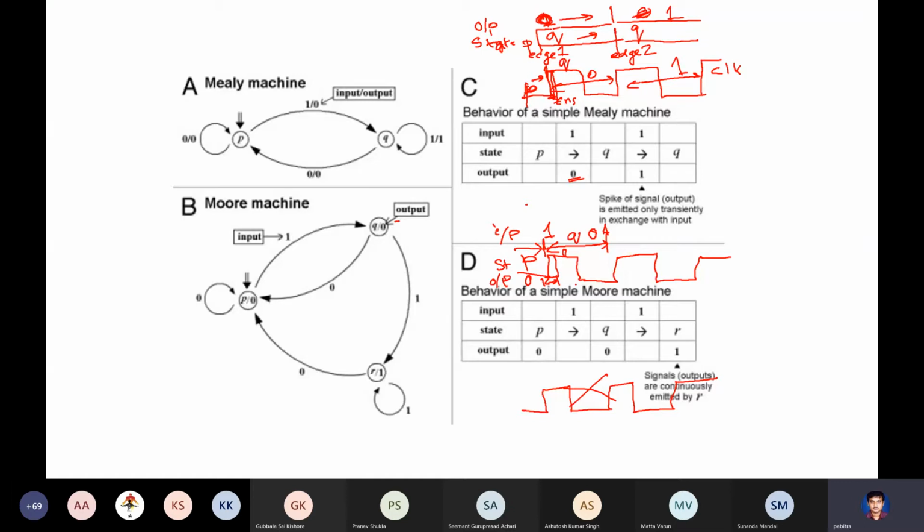Okay, so this is clear. Anyway, forget about this delay thing. You will not be bothered about it for all our synthesis and design purposes. The takeaway is that you have the output associated with edges in a Mealy machine, and you have the output associated with the vertices in a Moore machine. That's it.